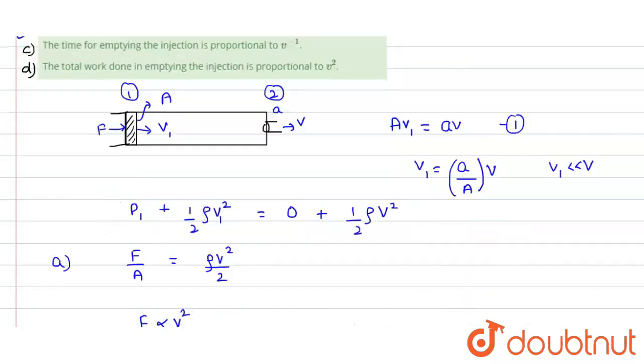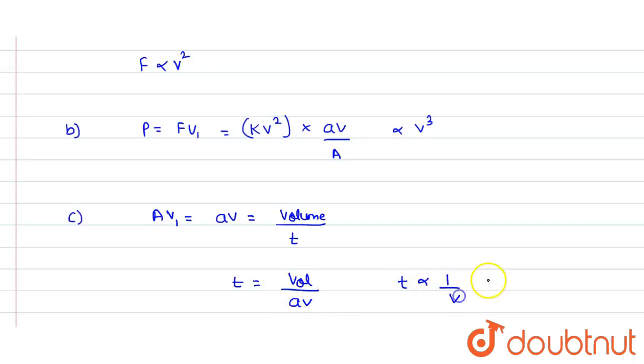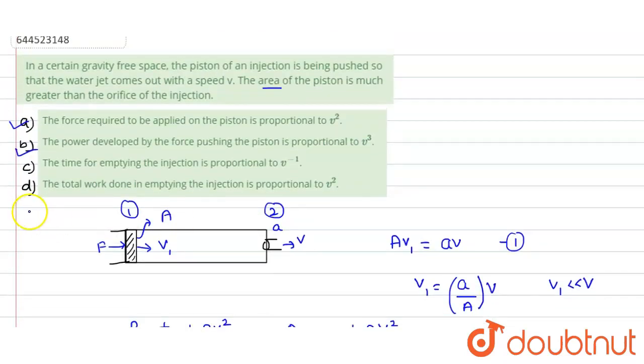Now what is the time for emptying? In the C option, time for emptying. We can say that A1 V1, which is the flow rate at the section of the piston, would be equal to a into V at the orifice. This is the volume flow rate, which is the volume per unit time. So time would be equal to volume divided by a into V. If you put the total volume, it would be the time for emptying. Clearly from this expression, T is inversely proportional to V, or directly proportional to V to the power minus 1. So our C option is also correct.